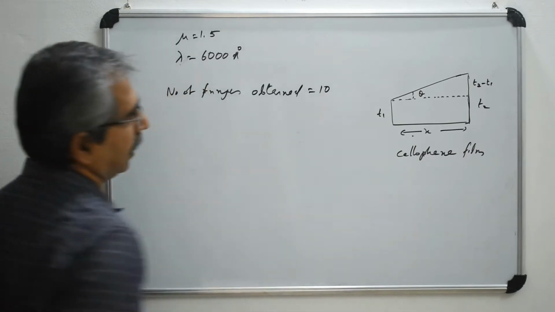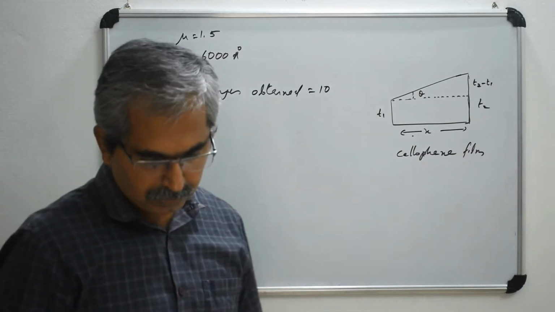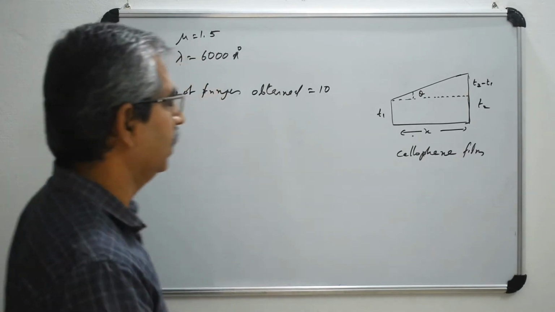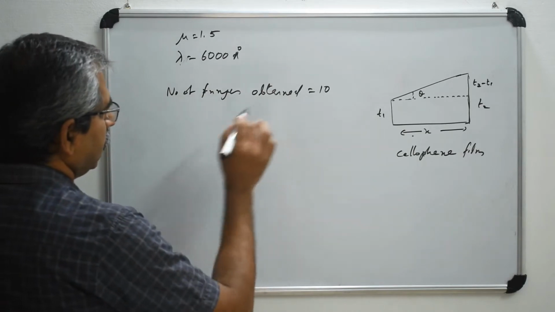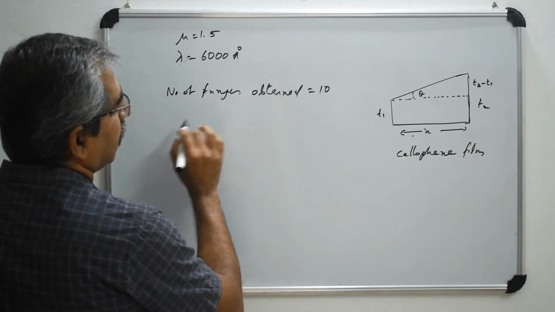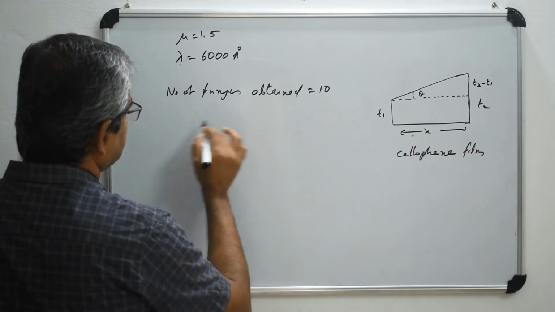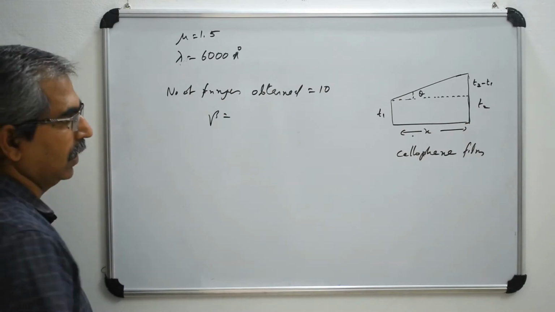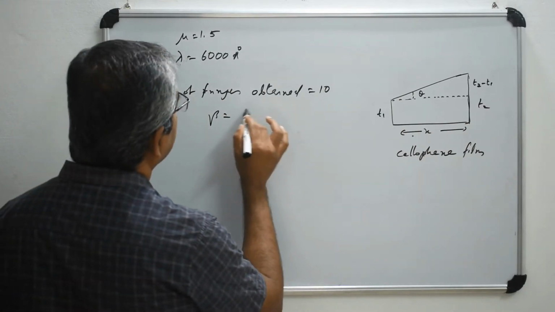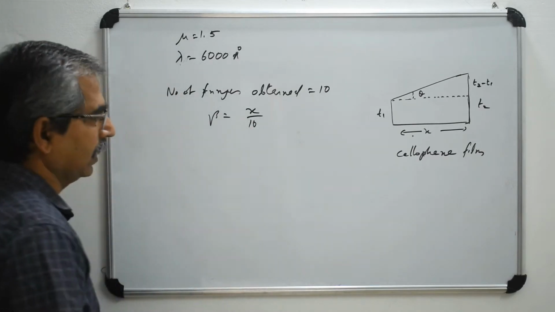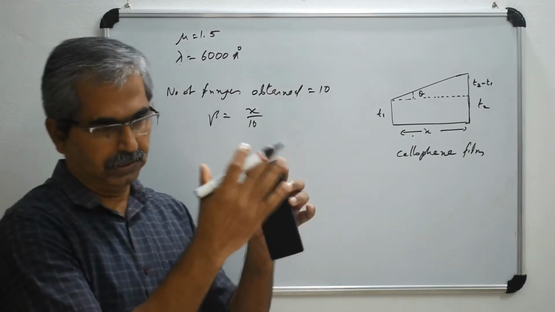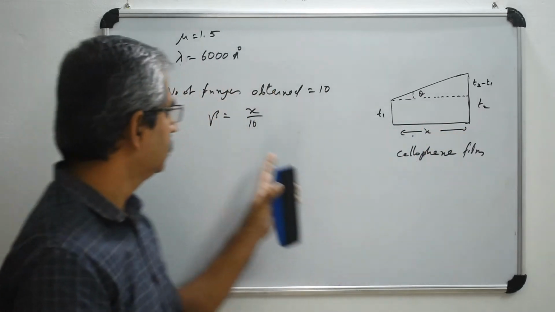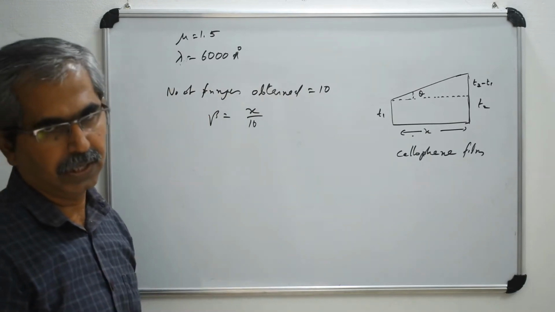Now, the question is, you have to find the value T2 minus T1. Now, in this case, what is beta? The number of fringes is 10. So beta will be equal to, 10 fringes will be obtained for a distance of x. We don't know x. So this beta value will be equal to x by 10. Beta is the width of one fringe. For a distance x, 10 fringes are there. So the value of beta is equal to x by 10.